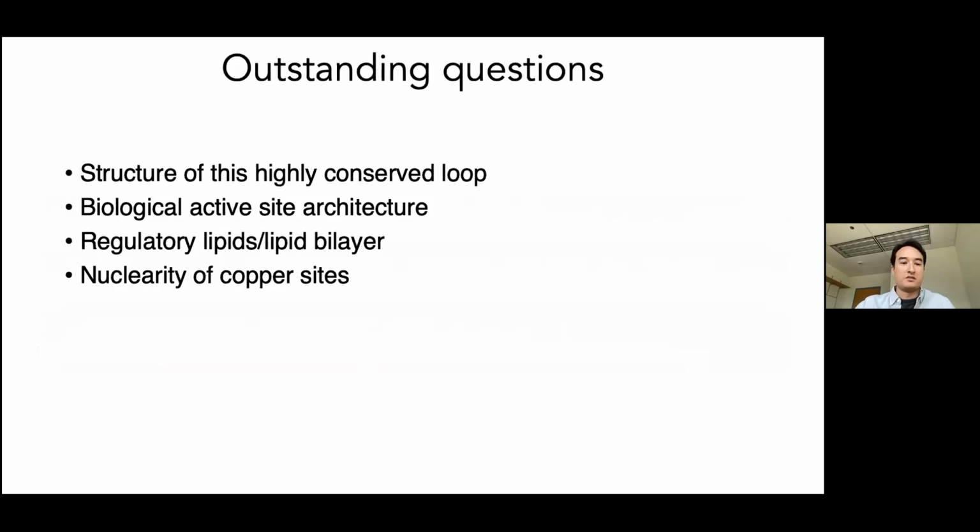So just to summarize, these are the outstanding questions that we have. What is the structure of this highly conserved loop, and how does that lead to the biological active site structure of pMMO? Furthermore, being a membrane protein, most of this work has been done in detergent, so I've been really curious what role the lipid bilayer may be playing, or specific lipids in that lipid bilayer. And then, as I mentioned before, the nuclearity of those copper sites.